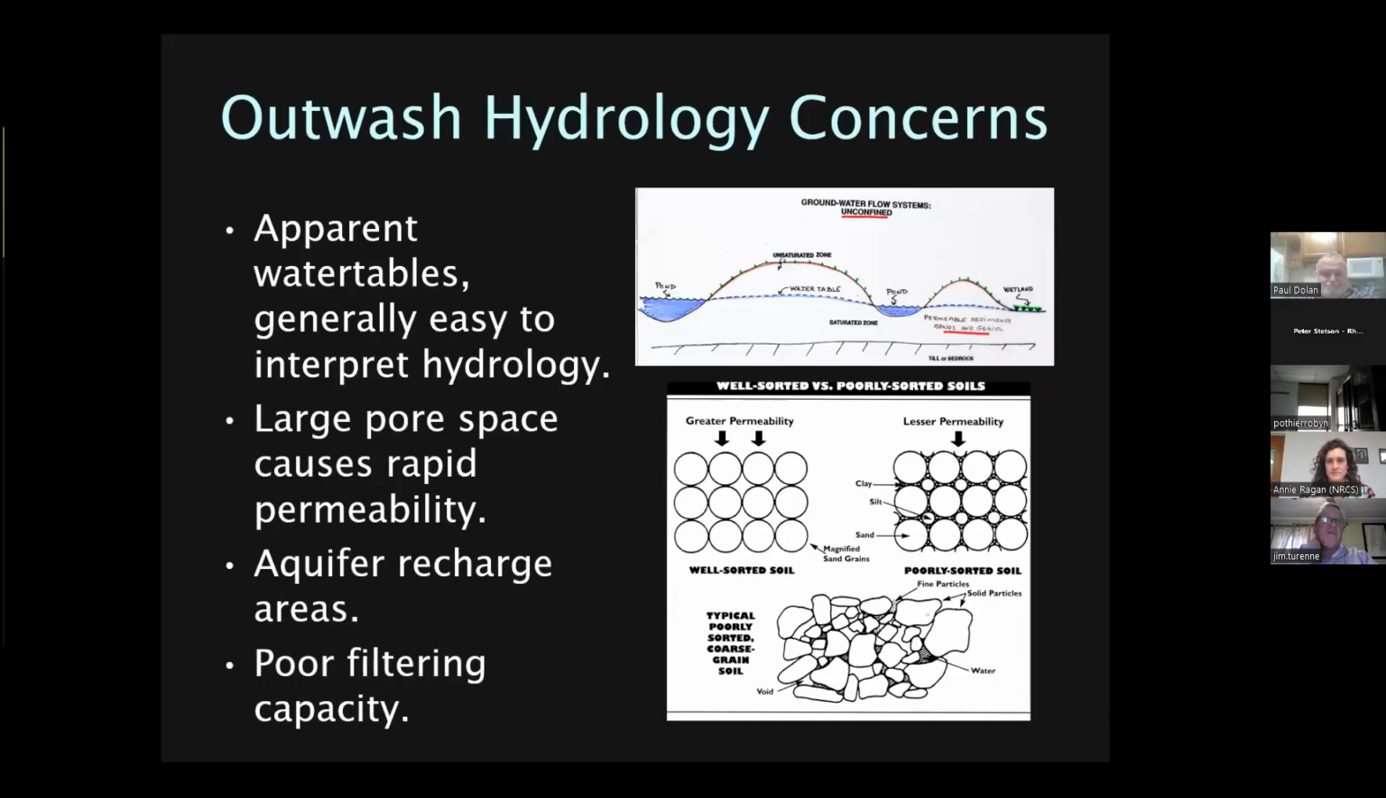Just some of the hydrology, you get very large pore spaces. So water moves very rapidly through these soils, almost too rapidly, whereas they don't treat the material going into the aquifer. So there could be issues with contaminated groundwater on these soils. If you're loading them in with nitrogen-rich water, you could contaminate your groundwater on these soils. So they don't filter the material as well as a soil that has more silt and clay in it.